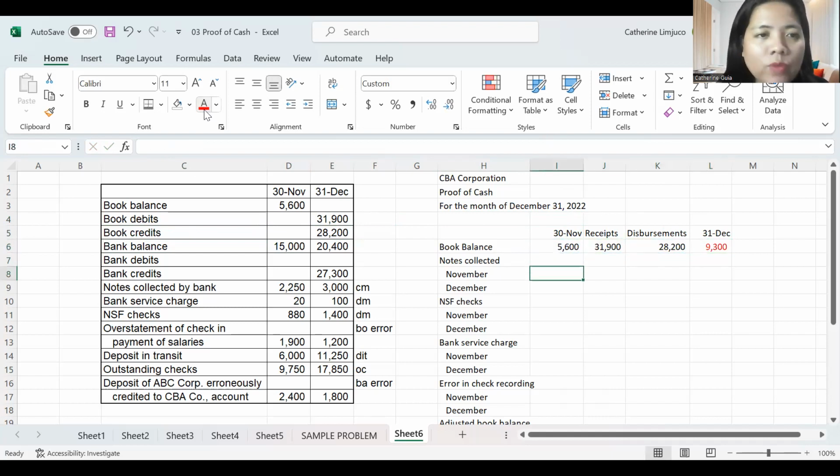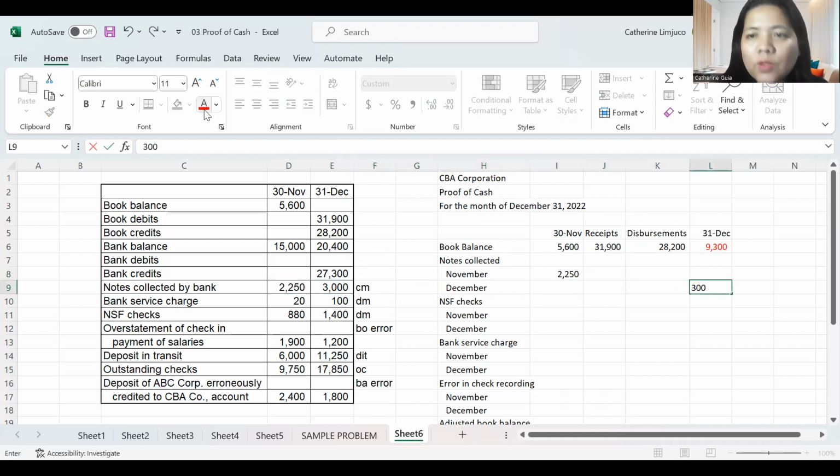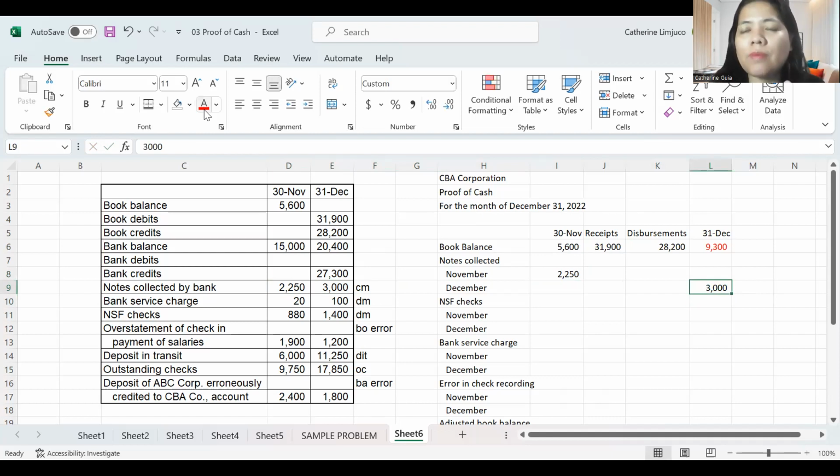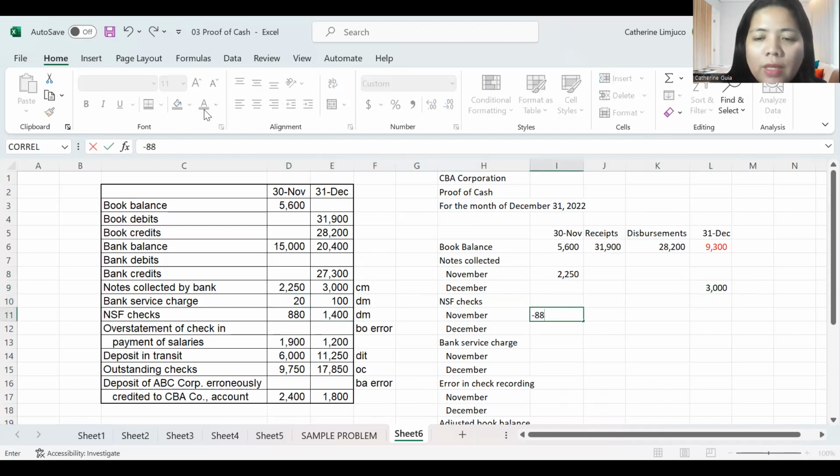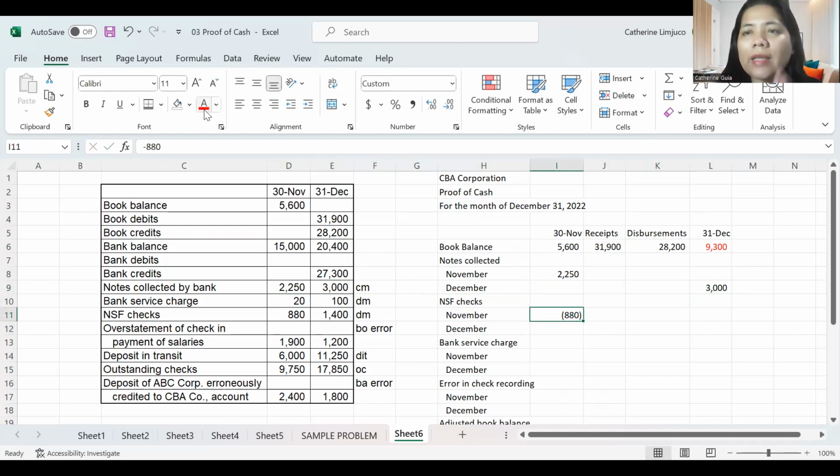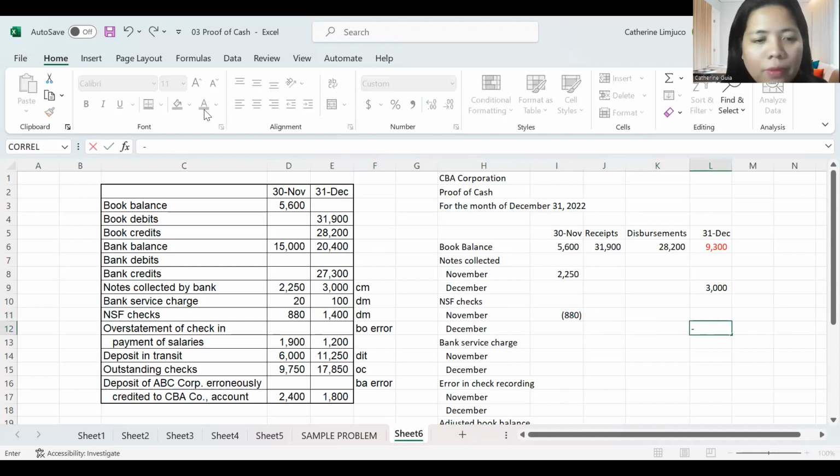Okay, what are the reconciling items? We have notes collected for November, 2,250. How about for December? We have 3,000. So we will start with our bank reconciliation for the month of November and for the month of December, because we are already very familiar with bank recon preparation. And for NSF checks, we have 880. I will just indicate it with a negative or a parenthesis to indicate that it should be deducted. 880, and then 144 for December.